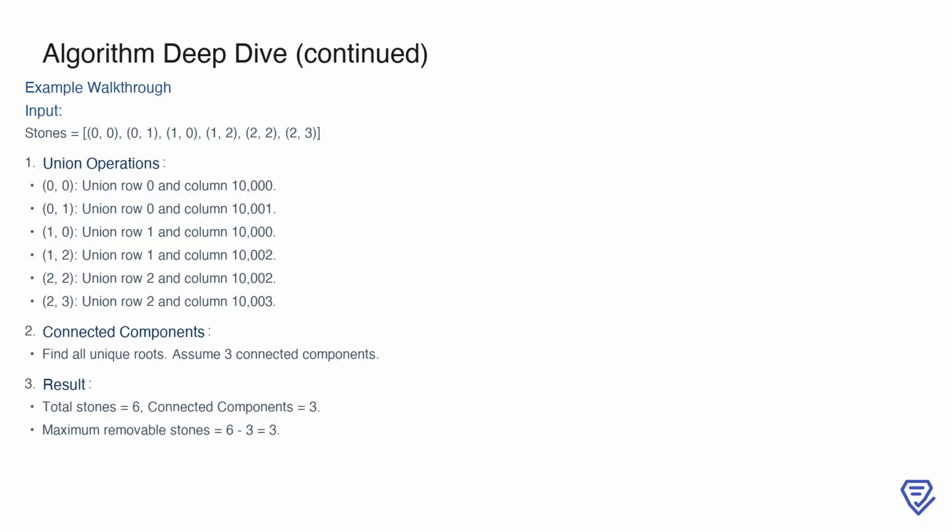After processing all the stones, we determine the number of connected components by counting the unique roots in the union-find structure. Suppose we find 3 connected components. With 6 stones in total, the maximum number of removable stones is calculated as 6 minus 3, which equals 3. This example illustrates how the algorithm groups stones into components and computes the result efficiently.